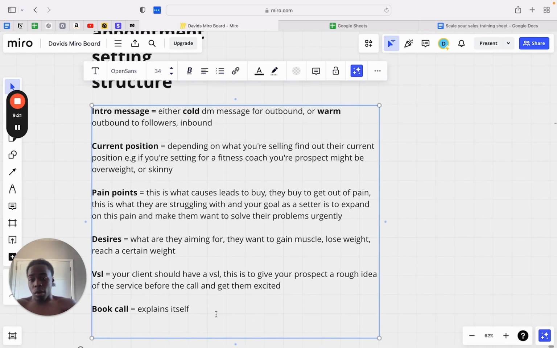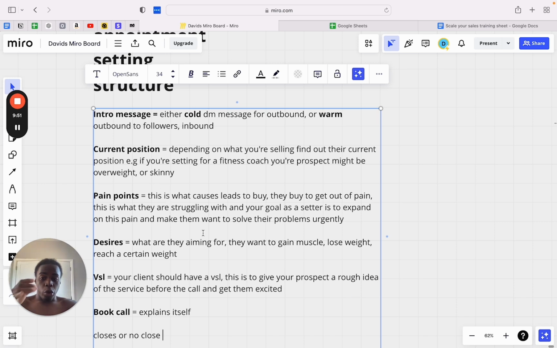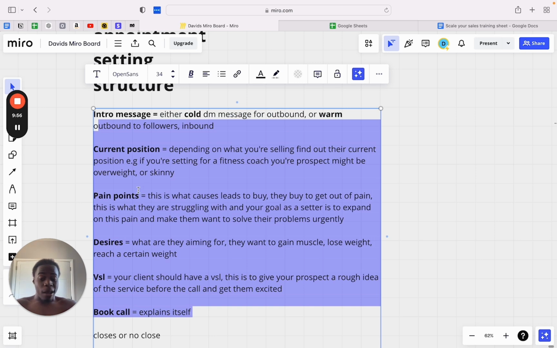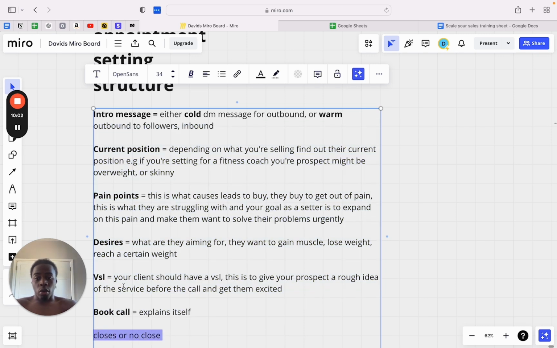And after you've booked that call, either it closes or no close, and you figure it out with your closer, or with whoever took the call. Does this person need to be followed up on at a later date, or is this lead in the bin? Were they unqualified? Like I said, we're going to go into things like qualifying later on, but this is just a rough script, a rough structure of what you should be following as an appointment setter, okay? So, intro message, current position, their pain points, what their desires are, send them the VSL, book the call, close or no close.